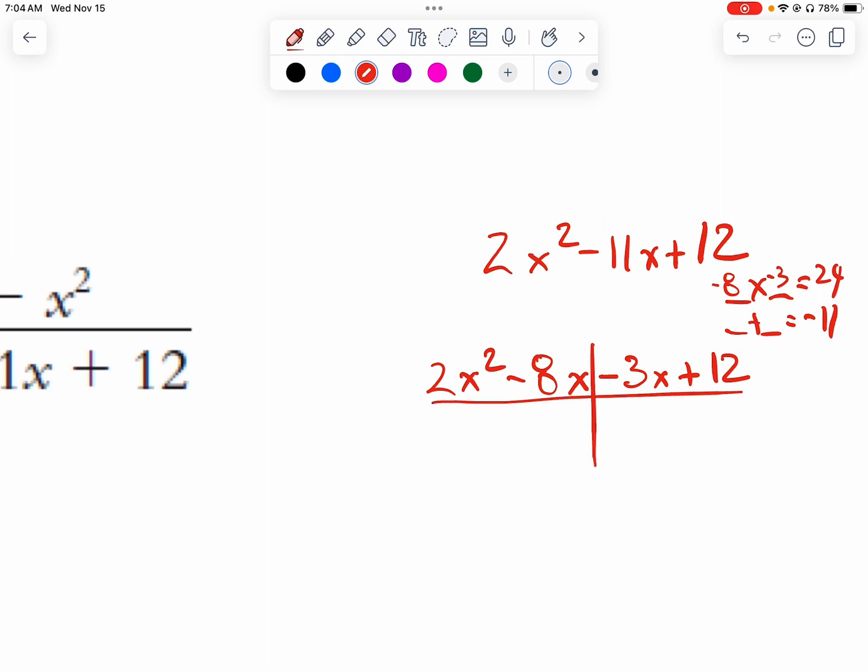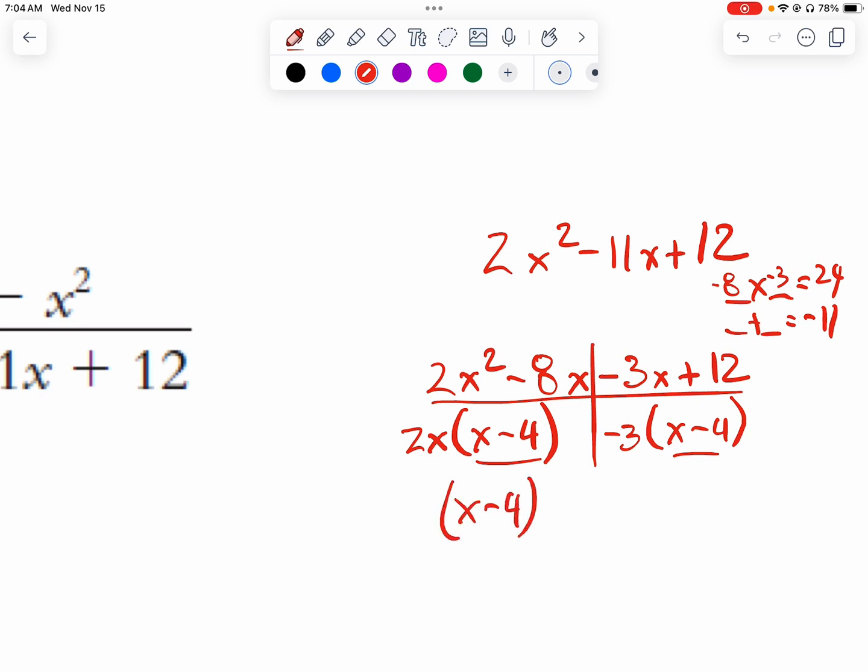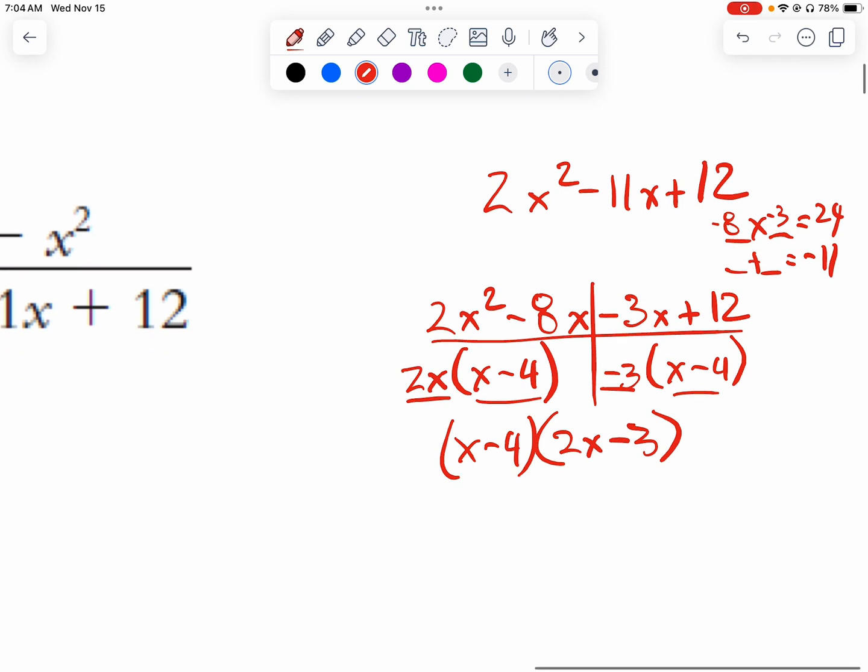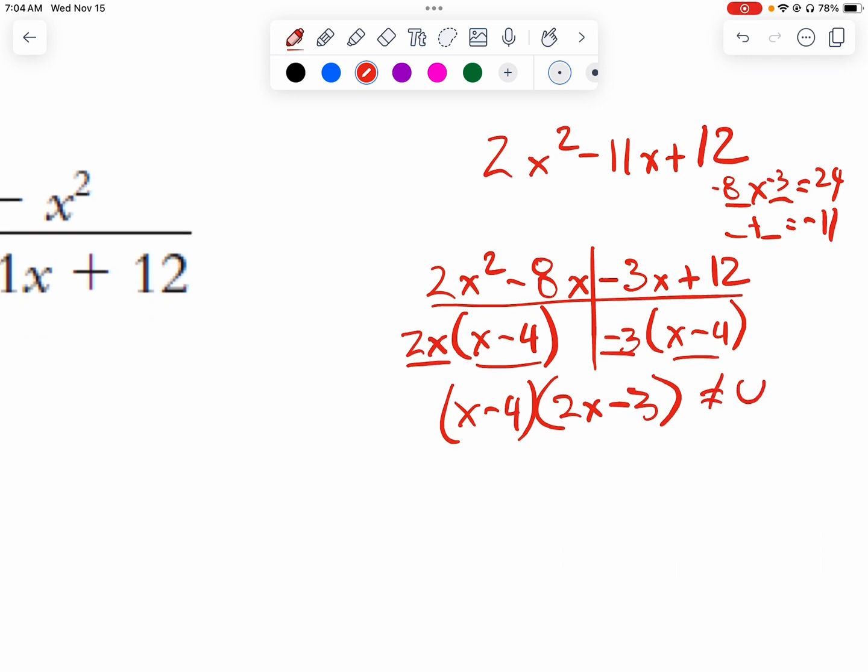Draw your t. GCF of 2x squared and 8x is 2x. That gives me x minus 4. GCF of minus 3x and 12 is minus 3. That gives me x minus 4. Look, those are the same. x minus 4, 2x minus 3. See where all this factoring work is going to be handy? There's my denominator. Now I'm saying, well, this cannot equal 0.